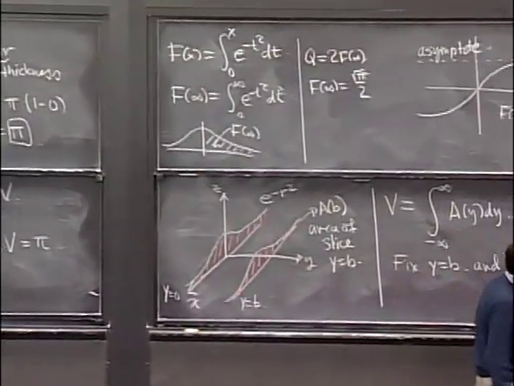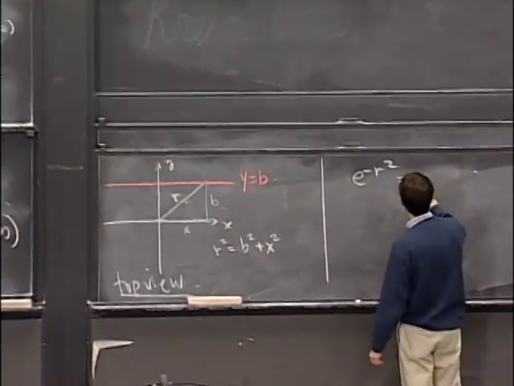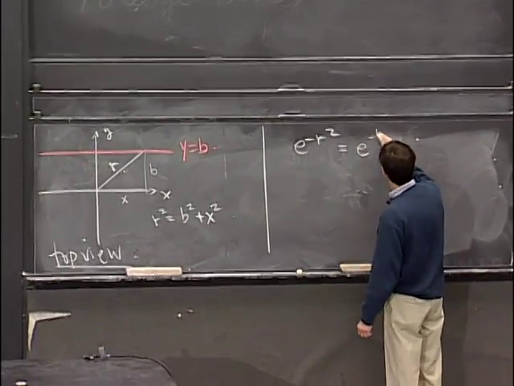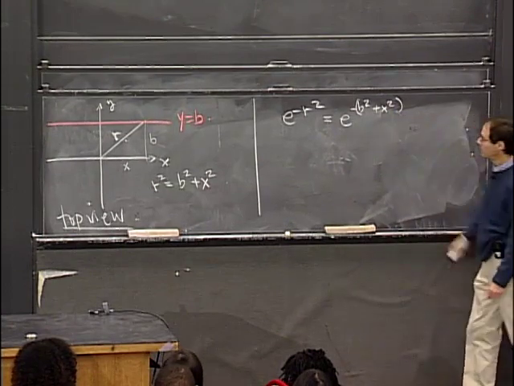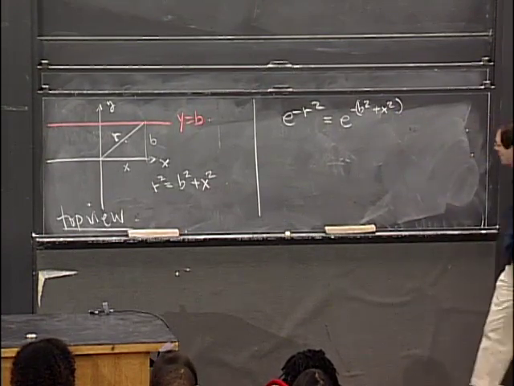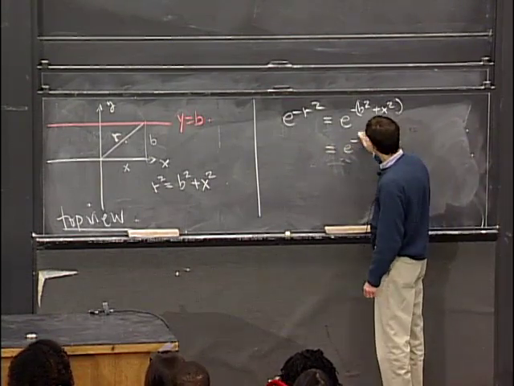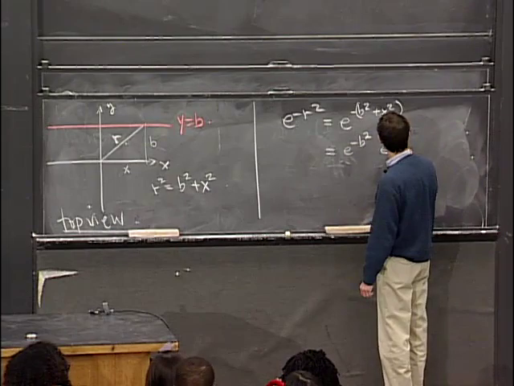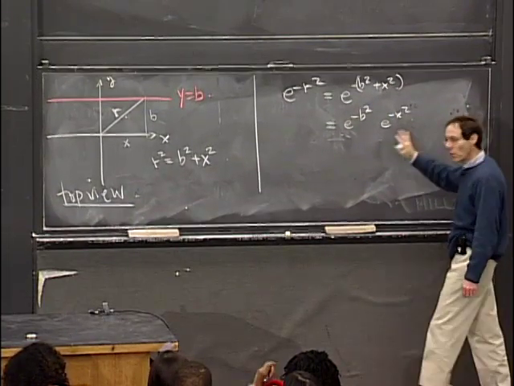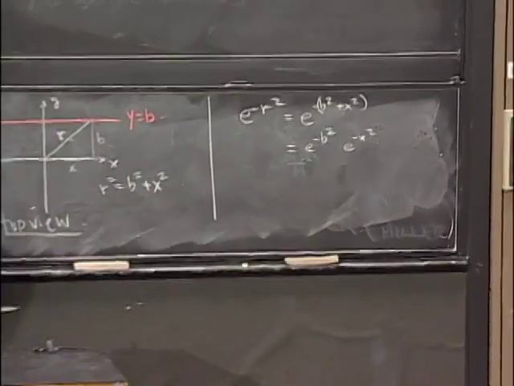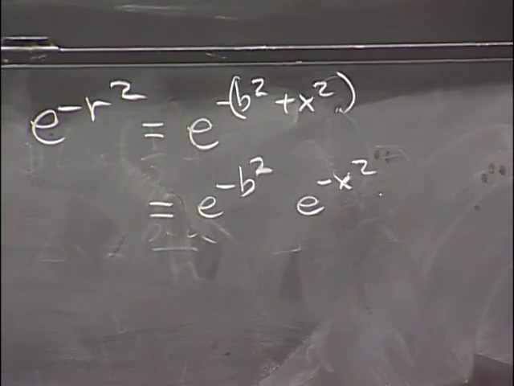All right. So now I claim I have a formula for r squared. And so I can write this down. This is e to the minus (b squared plus x squared). But now I'm going to use the rule of exponents, which is that this is the same as e to the minus b squared times e to the minus x squared. And that's going to be the main way in which we use the particular function that we're dealing with here. That's really the main step, amazingly.